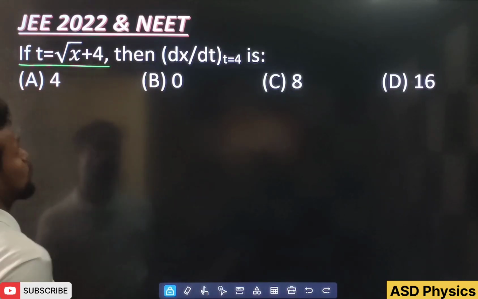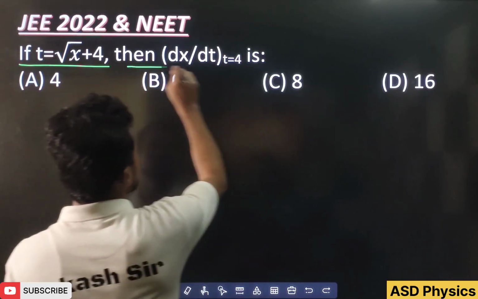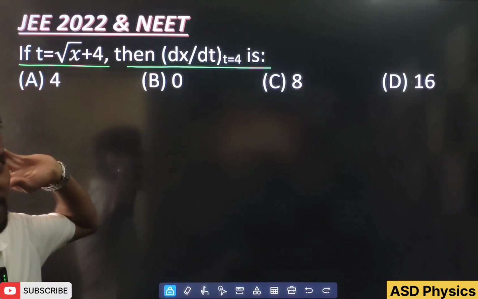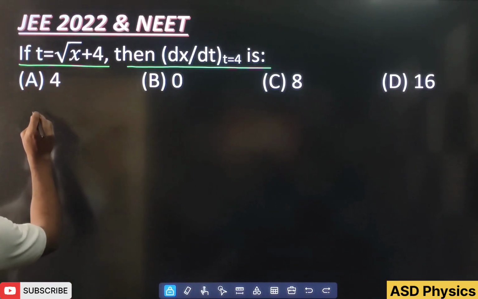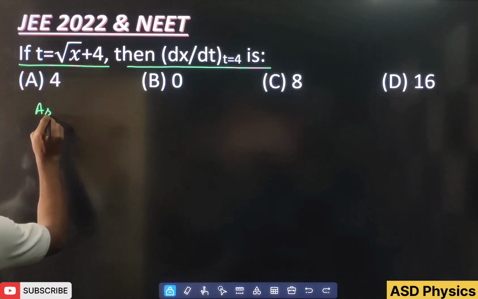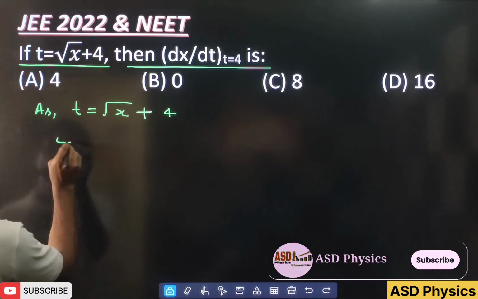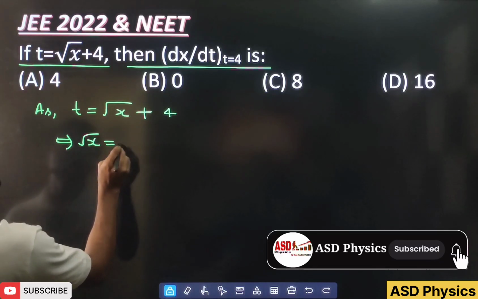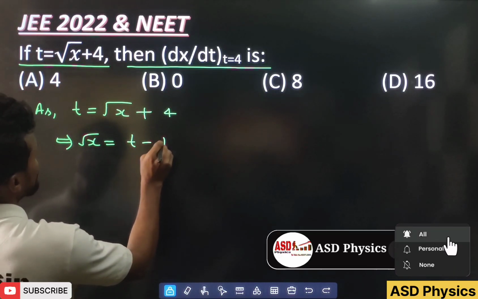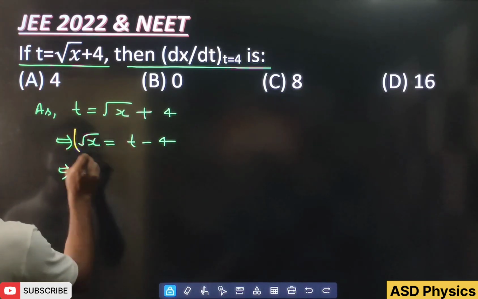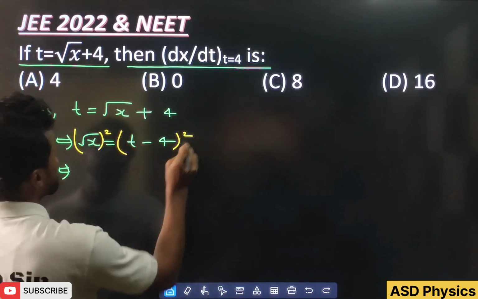If t equal to root x plus 4, then dx by dt at t equal to 4, how much here? That means velocity they are asking. So remember that here in this situation, as it is given t equal to root x plus 4. Now, first I am simplifying this: root x equal to t minus 4. And students, let's make the square on both sides.